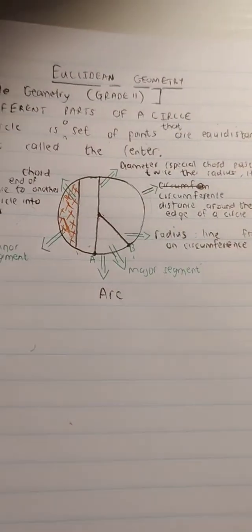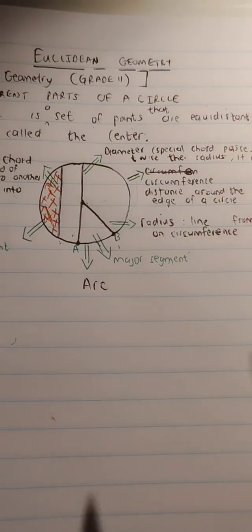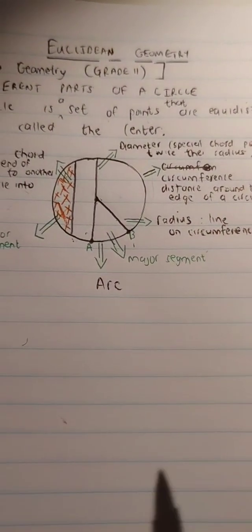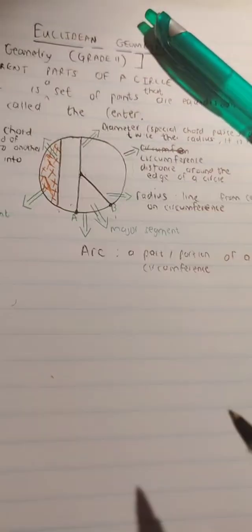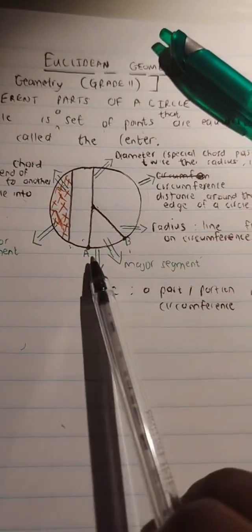Yes, Molimo, Ontatile, very good. Just be mindful of the spelling. It's ARC, arc. Okay, what is the arc? A part or a portion of a circumference. We call that an arc. So for instance, AB is an arc.